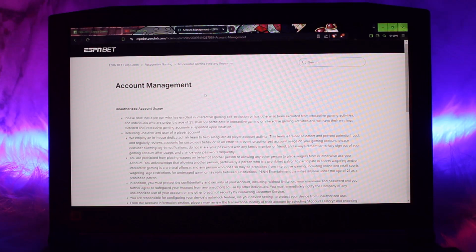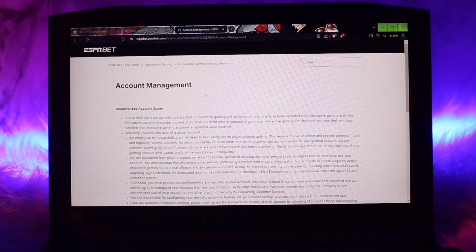Check your email inbox and spam or junk folders for a message from ESPN Bet. They typically send an email explaining why your account was suspended. Common reasons include failed identity verification, account access from a restricted state or location, multiple accounts associated with the same user, suspicious account activity such as fraudulent transactions or chargebacks, and breach of ESPN Bet's terms of service.